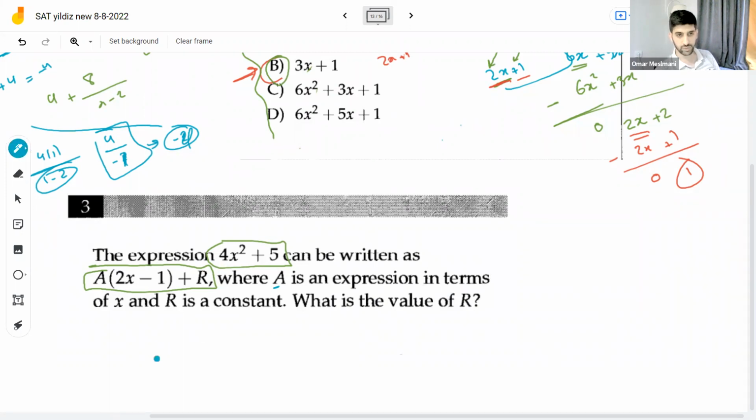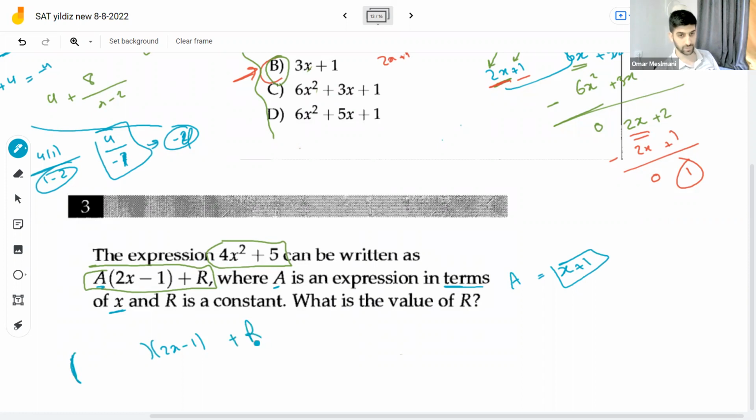We have this expression, which is 4x squared plus 5. I'm going to do it with a for x, where a is an expression in terms of x. What does it mean, a is an expression in terms of x? It means that a can be anything, like x plus 1. Maybe a is something. So I have to multiply 2x minus 1 by something, then I'm going to add an r to it.